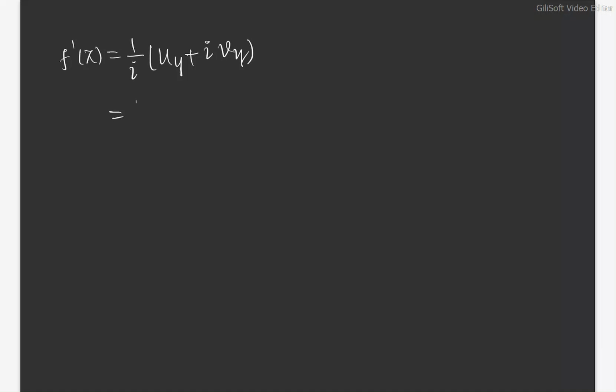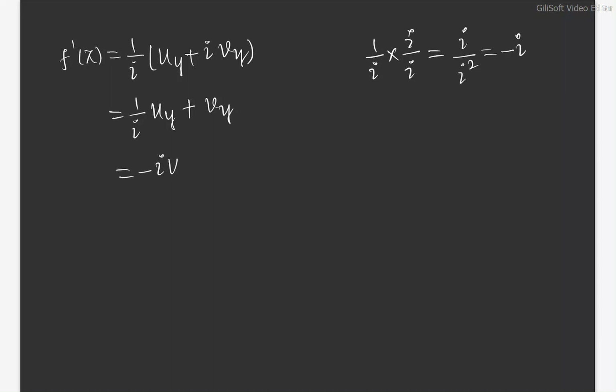So 1 by i into v y, plus i and i cancel with v y. You can write 1 by i as multiplied by i divided by i. The denominator is i square, and i square value is minus 1. So we can write it as minus i u y plus v y. So this is the f dash of z. Take it as equation number 3.